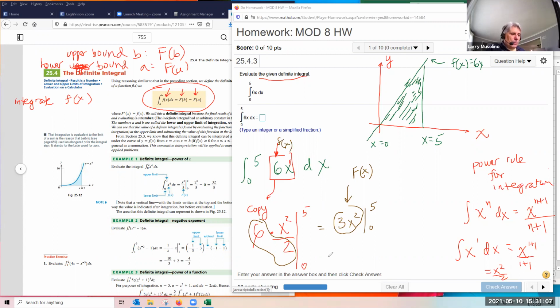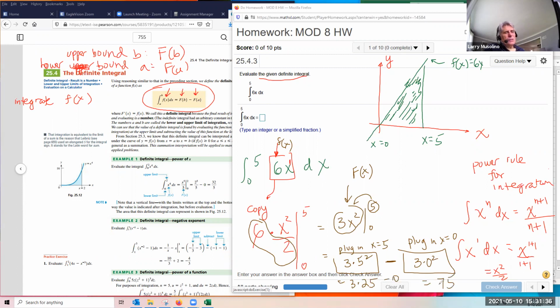I'm going to plug in the upper bound now. So you plug in x equals 5 into that function. And then you remember you subtract when you plug in the lower bound. In our case, we're plugging in x equals 0 as the lower bound. So this is going to be 3 times 5 squared minus 3 times 0 squared. And this is going to be 3 times 25 minus 0. So it looks like the answer to this is 75.